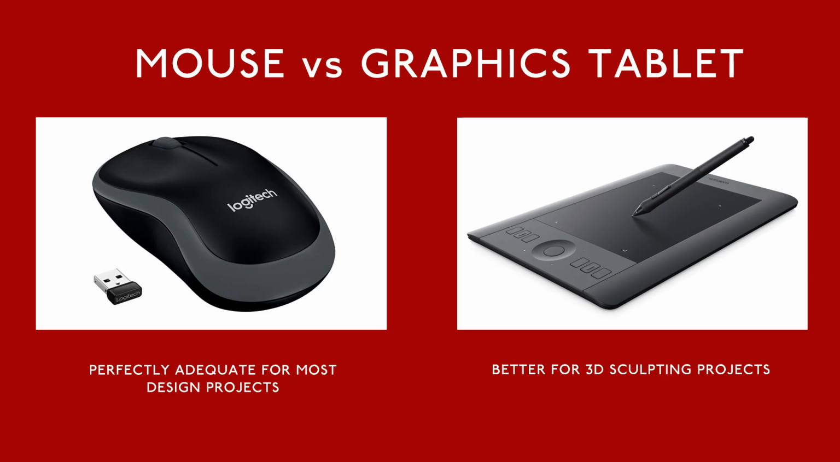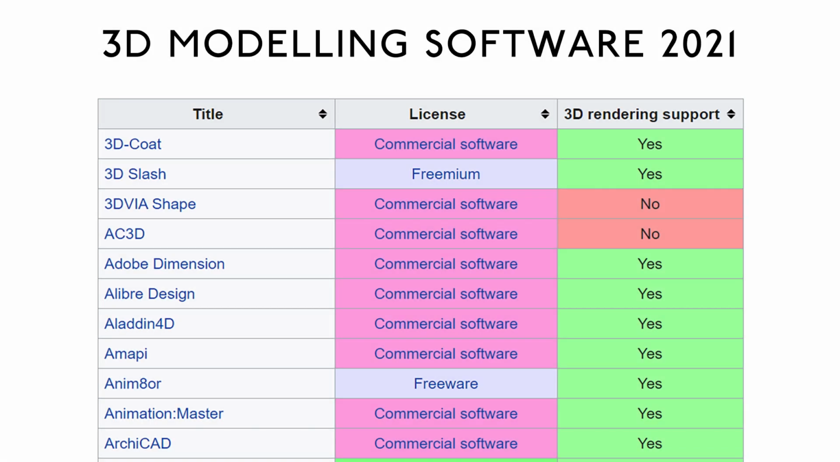Many 3D artists use a pen and tablet to create their 3D models. A graphics tablet is a great tool, best suited to sculpting figures and creatures. For now, we just need a basic mouse and keyboard. Now, let's look at some software.